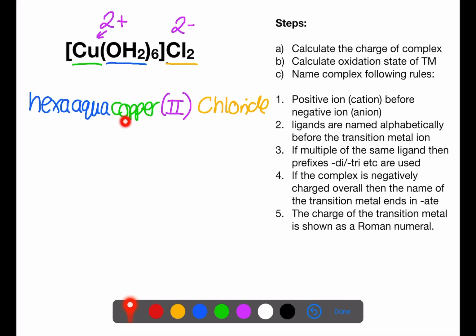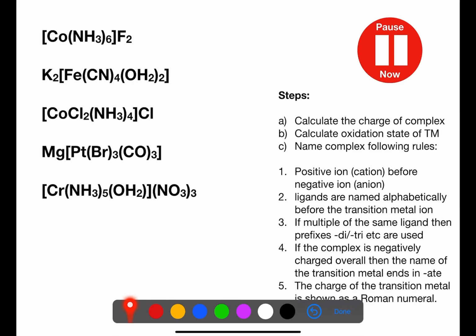Notice that in this section of the name here, there are no spaces between any of the parts. It is all one word. So the name is hexaaquacopper(II) chloride. Pause the video now and try to name these examples.